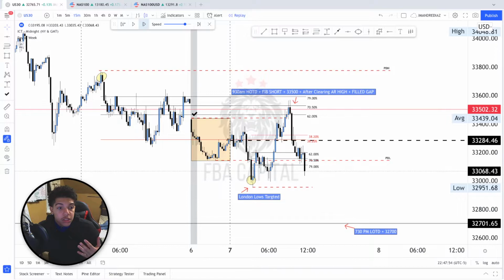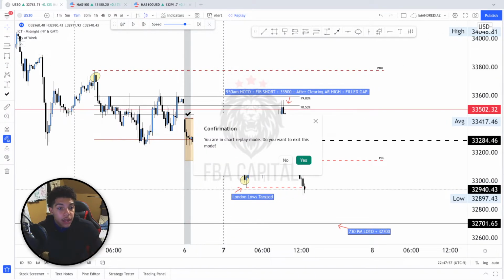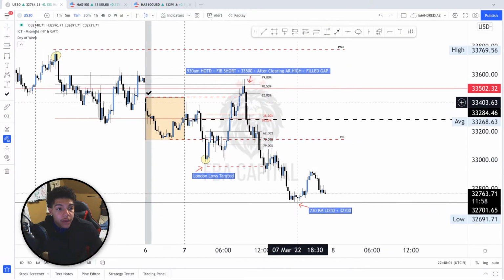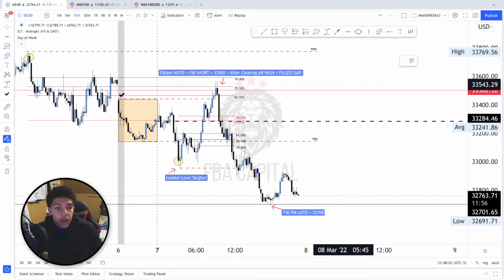But as you can see, price eventually kept going lower and cleared these lows down here and made this overall a very bearish day. So nonetheless, now let's get the schematic on what happened today.